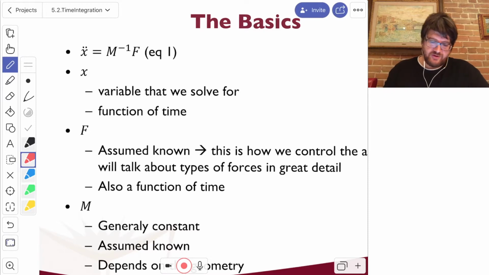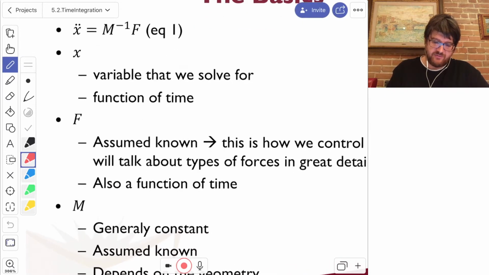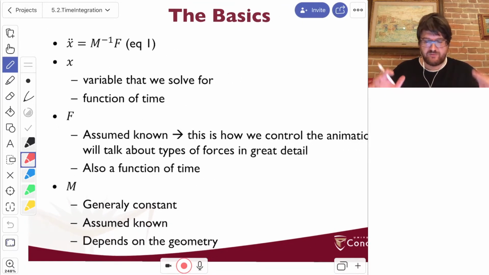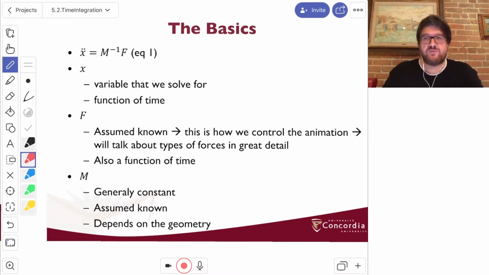Moving on to the equation, F is the number of forces that are applied to my object. We assume they are known because we usually know the forces applied on our object, and this is the way we control the animation. If we want the object to move in a certain way, all we can control is the forces. And it's very interesting because this is going to be a challenge at the end.